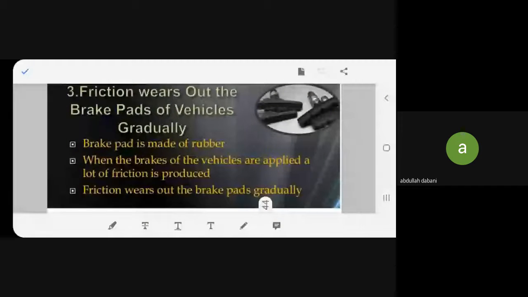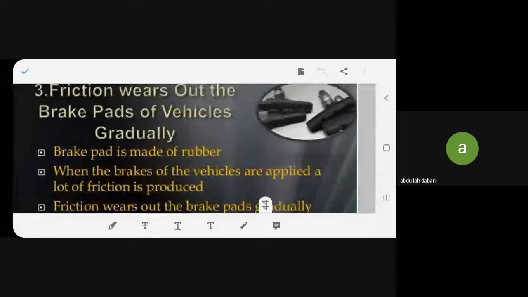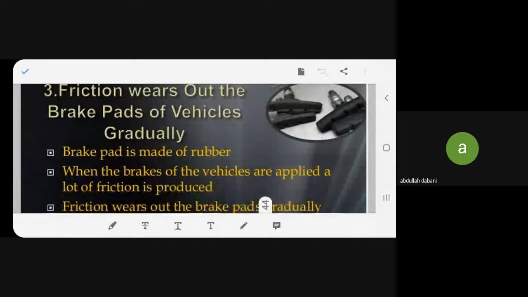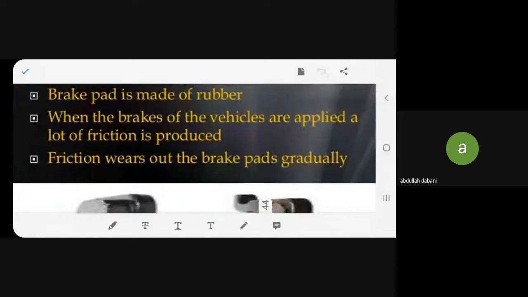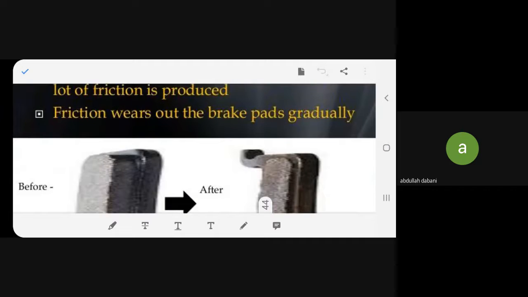Now, in vehicles, we have got brake pads. When you apply the brake, the brake pads get into action and there's friction. This brake pad is actually made of rubber. When you apply brakes on any vehicle, too much friction is produced. What happens? This brake pad gets worn out due to friction. It wears off.